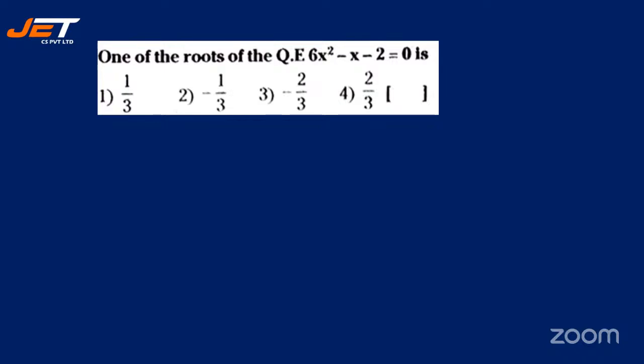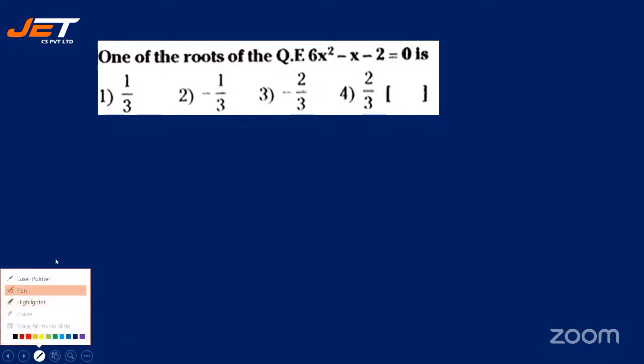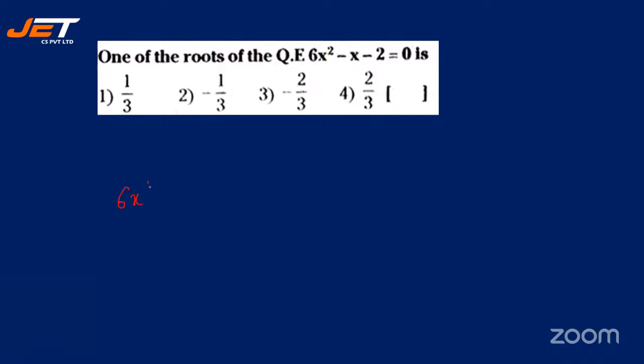So 6x square minus 4x plus 3x. Let us try solving one sum. 6x square, so we need 12. So 4 threes are 12. So minus 4x plus 3x gives minus x, minus 2 is equal to 0. So let us rewrite it as 6x square plus 3x minus 4x minus 2 is equal to 0.